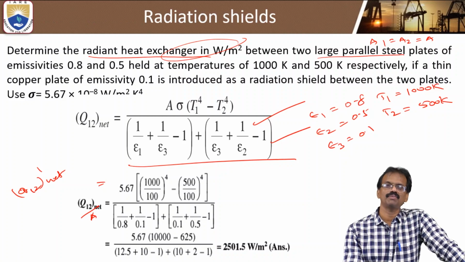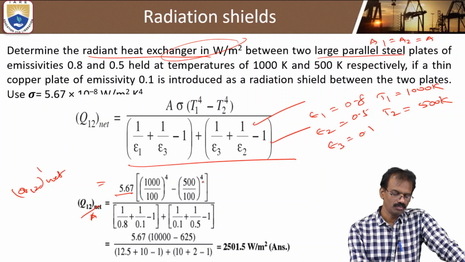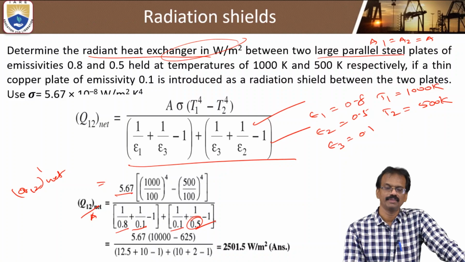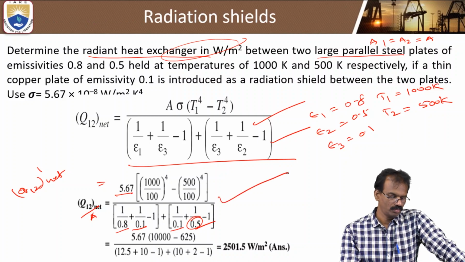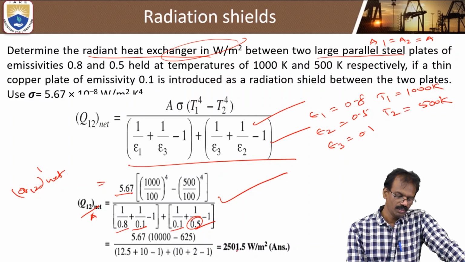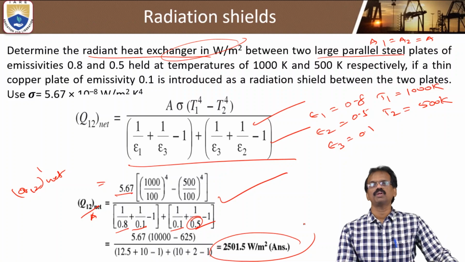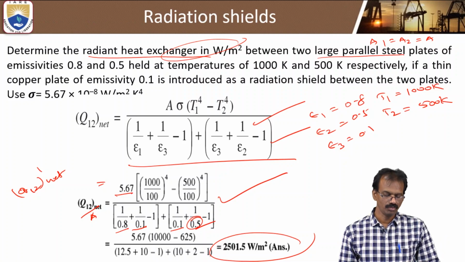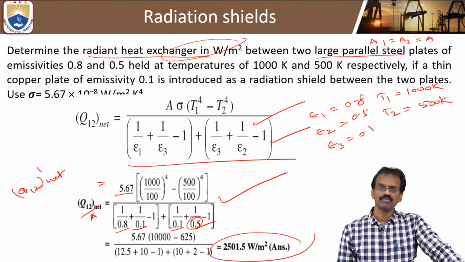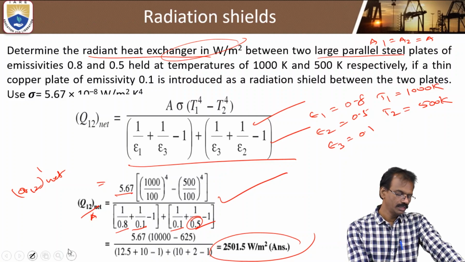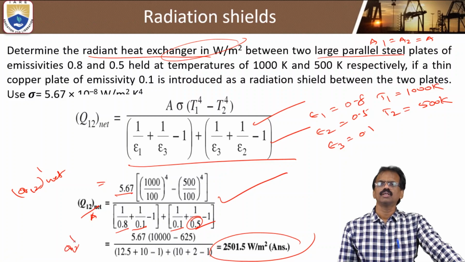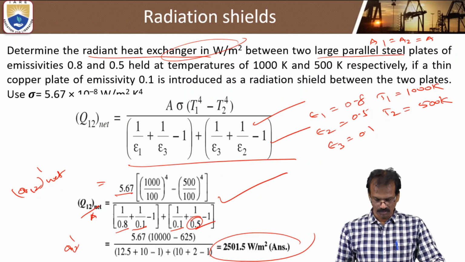sigma value is equal to 5.67, 5.67 into 10 to the power minus 8, we can write like this one: 1000 by 100 to the power 4 minus 500 by 100 to the power 4. Okay, you know the epsilon 1 value is equal to 0.8, epsilon 3 is equal to 0.1, similarly epsilon 2 is equal to 0.5. So if you substitute the values, then you will get the final value. That is the rate of heat transfer between the two plates with shield is equal to 2501.5 watt per meter square. So this is the flux.